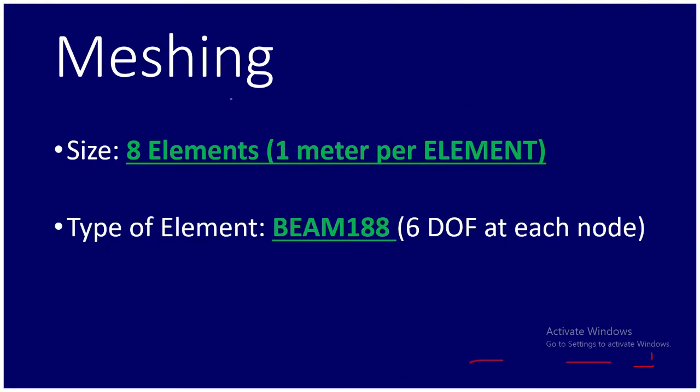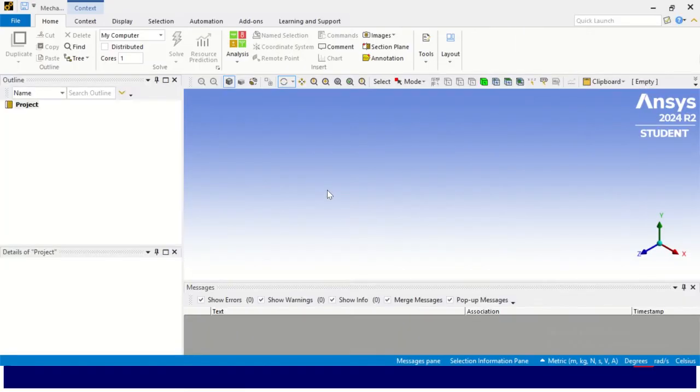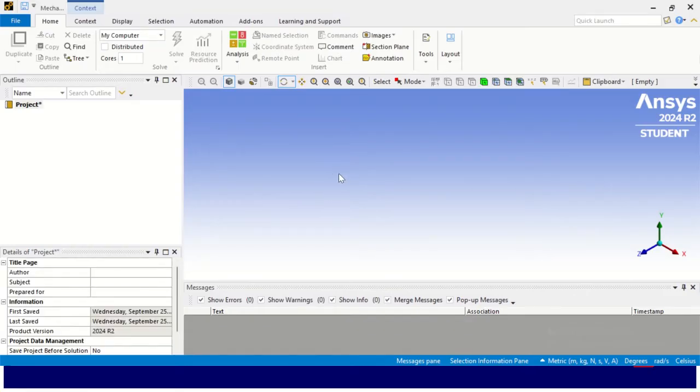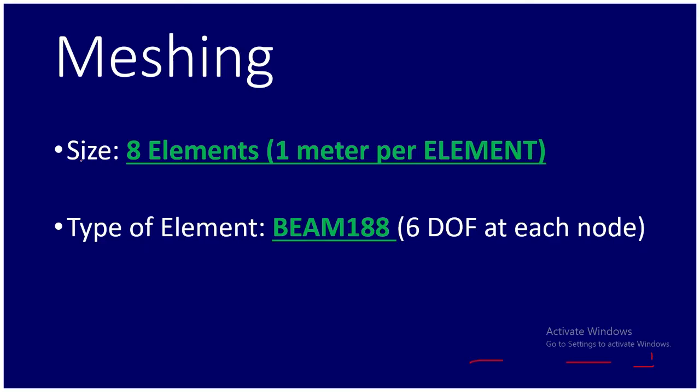Now the next part is the meshing. First we'll see the slides. The size of the elements we are going to consider is 1 meter per element. So 1 meter per element means there are a total of 8 elements in the beam. And the type of element is BEAM188.